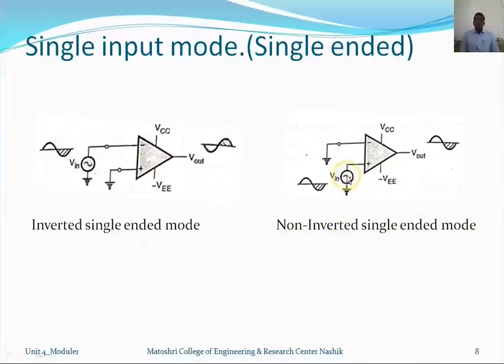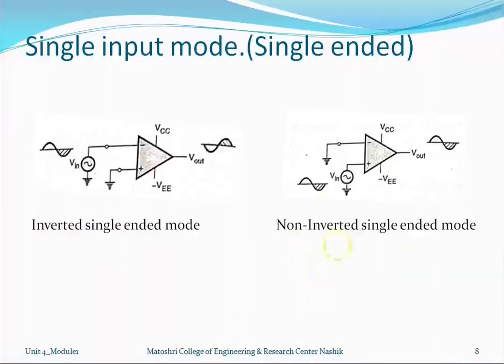Here the input source is connected to the non-inverting input terminal, whereas the inverting input terminal is grounded. So whatever input signal is available at the non-inverting input terminal, we get only the amplified output, without any phase shift. So we call this the non-inverting mode of operation. This is the first mode of the operational amplifier, acting as an inverting mode and as a non-inverting mode.